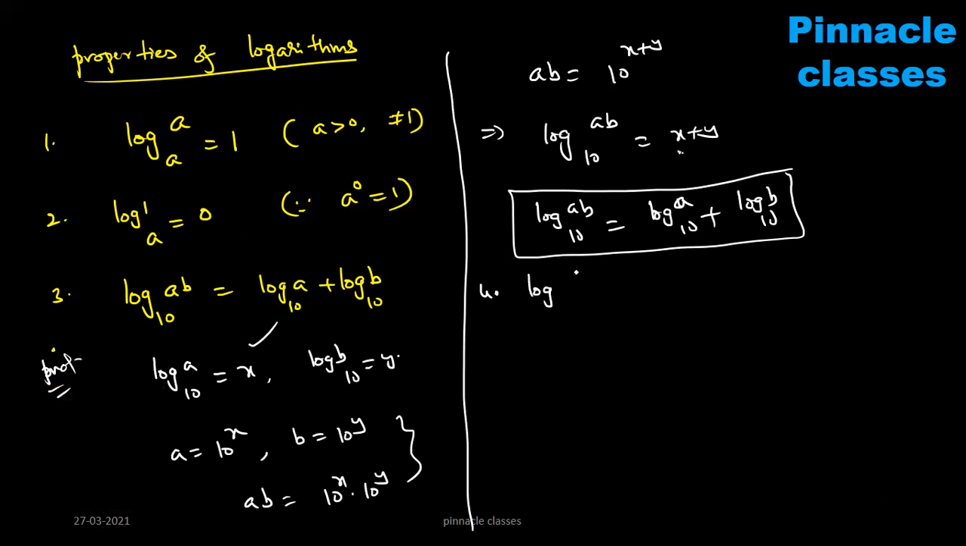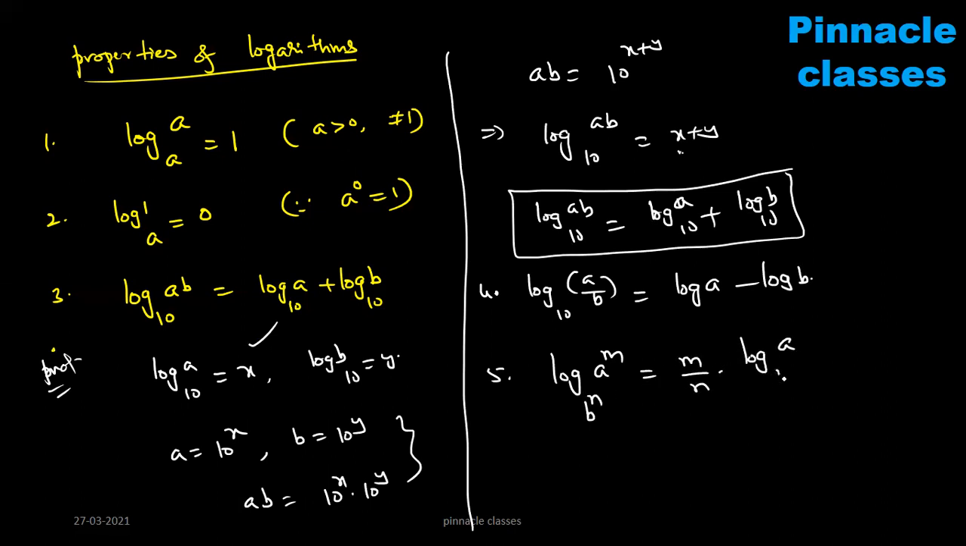4. Logarithm of A by B to the base 10. What is the formula? Log A minus log B. Logarithm of A power M to the base B power N is equal to M by N into log A to the base B. You should read like this only. Keep it in mind. Next, the 6th one: A power log B to the base A. Then the answer is how much? B. A cancels, B is coming. So these formulas are very, very important, but the properties are not yet completed.